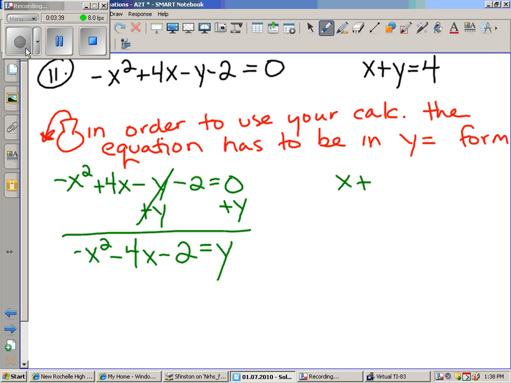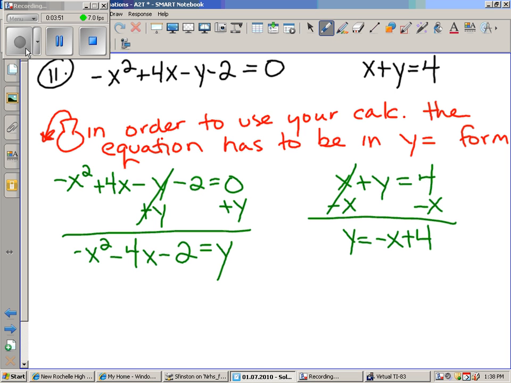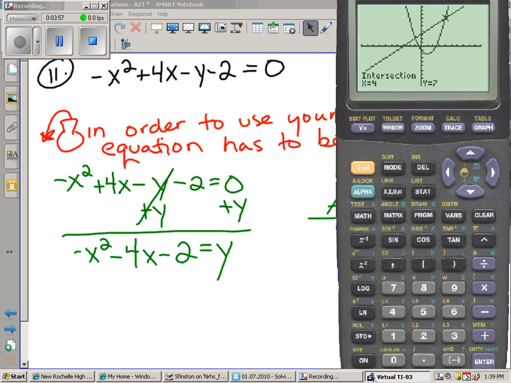Let's do the other one. I'll just put it up here. What do you think you got to do to this one? You got to subtract x from both sides. And then we're going to do the same thing as before. Now you have 2 equations. We can enter them into our calculator.